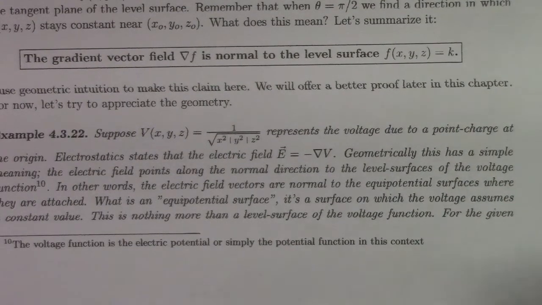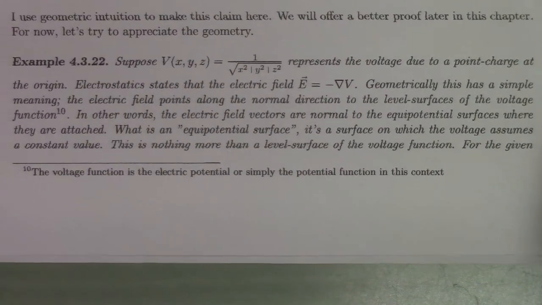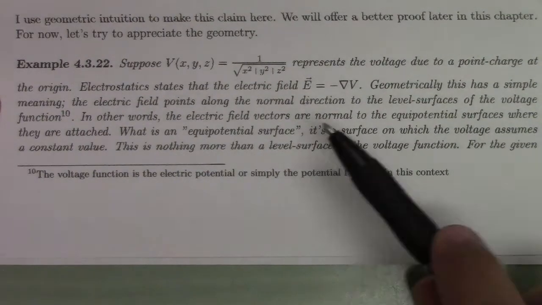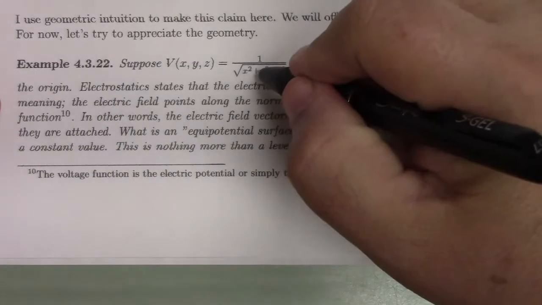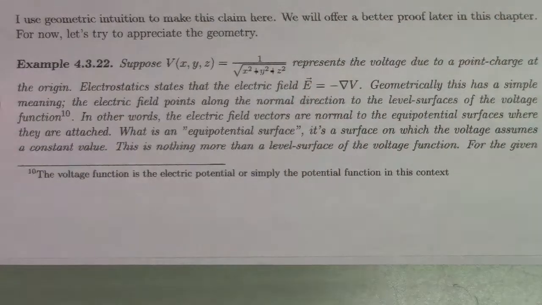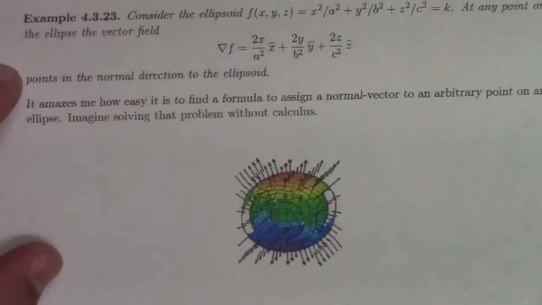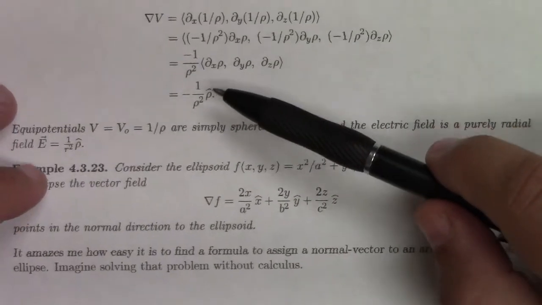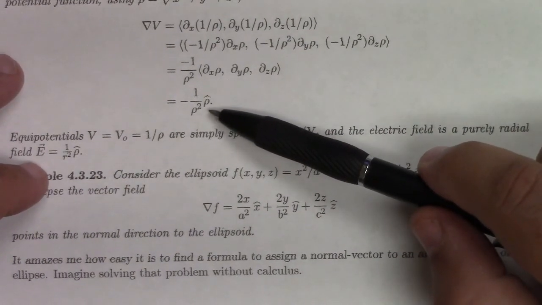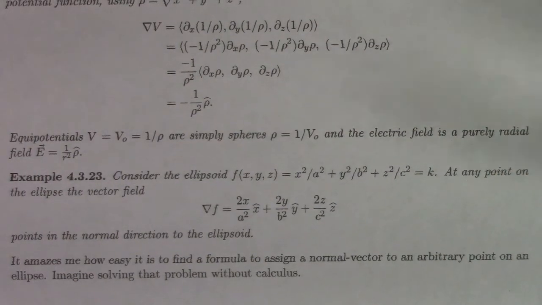Again, I'll offer a proof with calculus later. This example is a physical example. I look at the voltage as a function of three variables. That's the voltage for a point charge. You calculate the gradient of it, and you get the Coulomb field, which is in the radial direction and depends on the squared distance from the origin. This is the usual Coulomb field if you studied it in electrostatics.